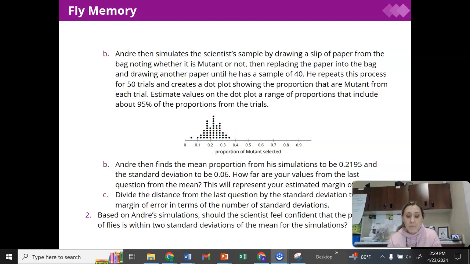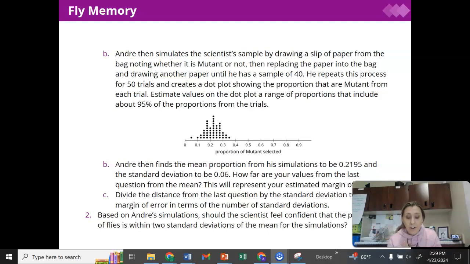So Andre then finds the mean proportion. So now we're finding the average of the sample proportion, which is a little bit different than what we have done in the past. And so when we're finding the mean proportion from this, he finds it to be 0.2195, and then the standard deviation is going to be 0.06.